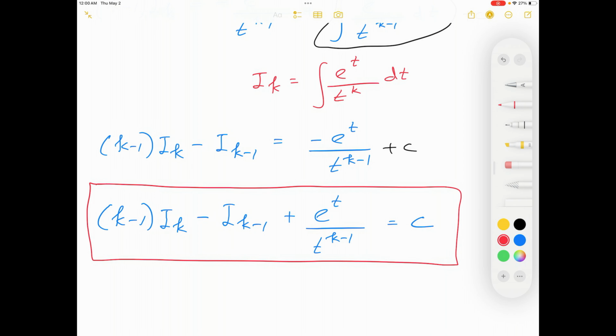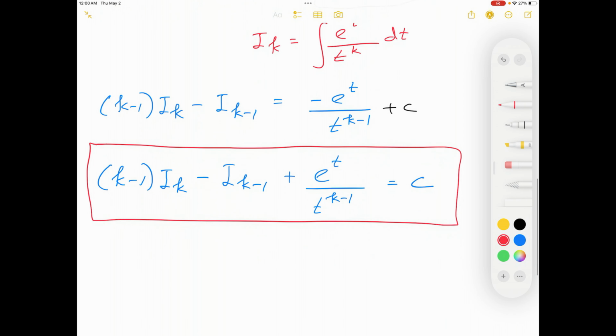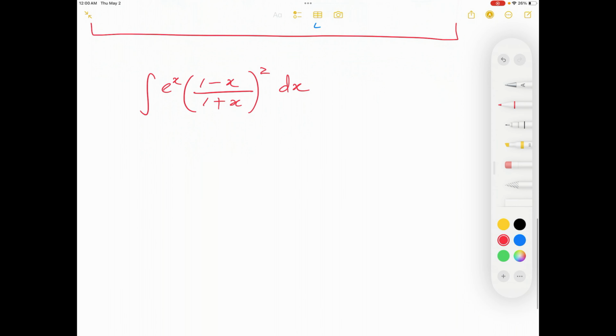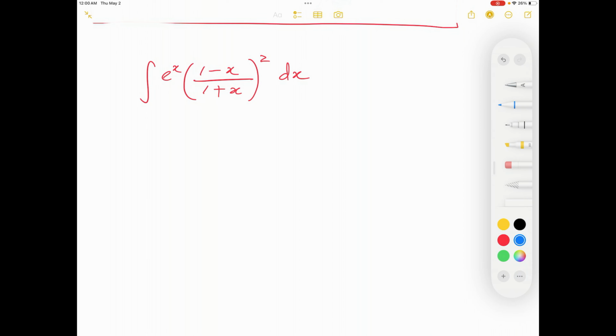Proof completed. But we have one more thing to do. That is, we need to integrate e to the x times 1 minus x over 1 plus x, everything raised to the second power, dx. To integrate this function, what I'm going to do next is rewrite this one as integration e to the x within parentheses 1 minus x. That term I'm going to write as 2 minus 1 plus x. In the bottom I have 1 plus x, everything raised to the second power, dx.